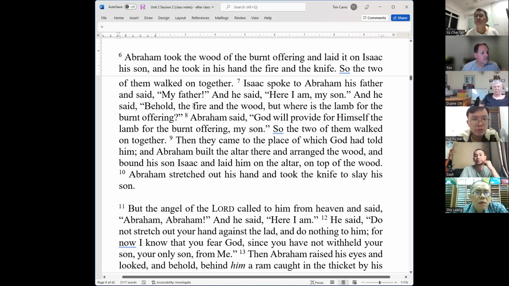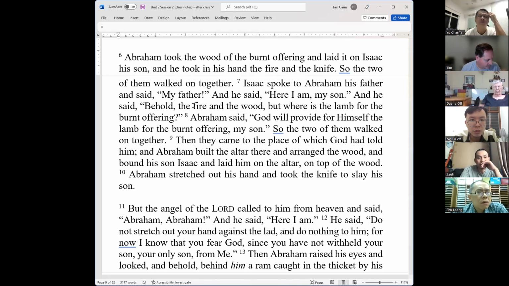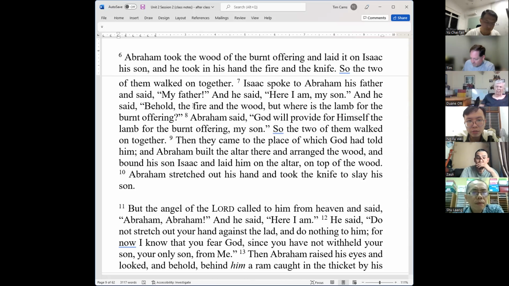Okay. Verse 6, Abraham took the wood of the burnt offering and laid it on Isaac, his son. And he took in his hand the fire and the knife. So the 2 of them walked on together. Isaac spoke to Abraham, his father, and said, "My father." And he said, "Here I am, my son."